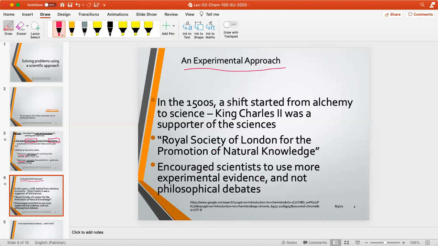The Royal Society of London for the promotion of natural knowledge worked a lot for the promotion of this natural knowledge. They encouraged scientists to use more experimental evidence and not philosophical debates. The point is that science is the field where we do not need to depend on theory or concepts unless or until you use that knowledge and concept in the society. So application is very, very crucial for any scientific knowledge.